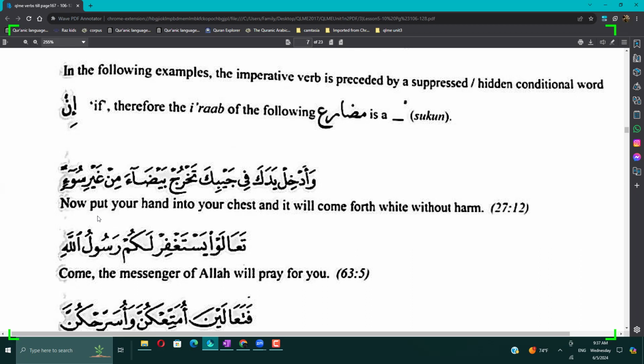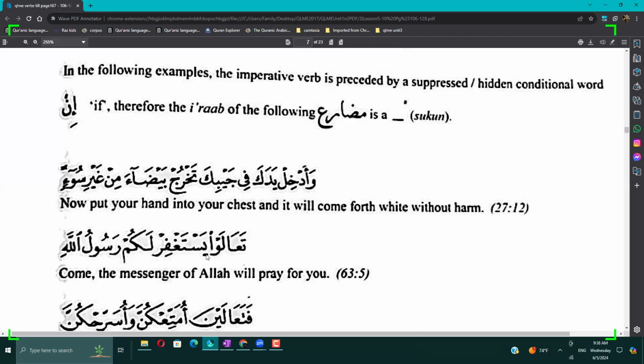Because if you look at the translation, now put your hand. So Allah subhanahu wa ta'ala is commanding Musa alayhi salam to put his hand into his chest. Allah is commanding Musa alayhi salam, adkhil. So because of this, takhruju, the mudari, is becoming majzoom. Takhruj. Instead of takhruju, it became takhruj.